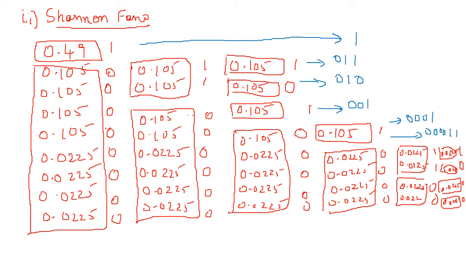11. The next code, after reading the row value, you are going to get 000010. The next row, you are going to get 0001, and the last code word will be 0000. So this will be the code word for your symbol probability by applying your Shannon Fano code.